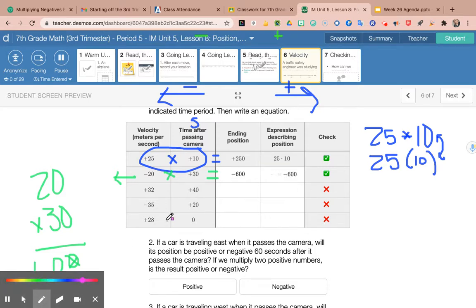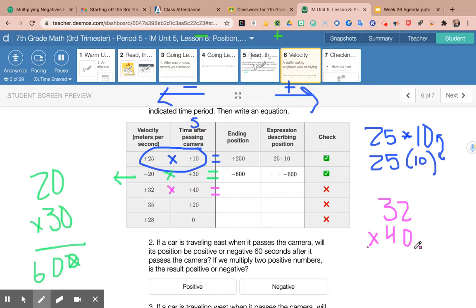All right, next one. 32 meters every 1 second and 40 seconds pass. So I'm going to multiply those two. Again, you can just stack them and multiply. So 0, that's just going to be a dead 0. 4 times 2, and then 4 times 3. I'll get my answer. This car is going right because it's positive, so this answer is going to be positive. And then my expression is right here, 32 times 40. They're both positive, so I can just write 32 times 40, or I can write 32 parentheses 40.